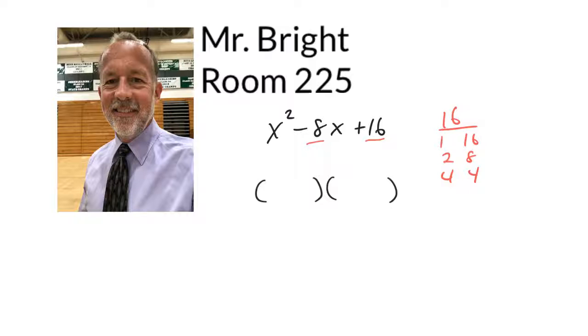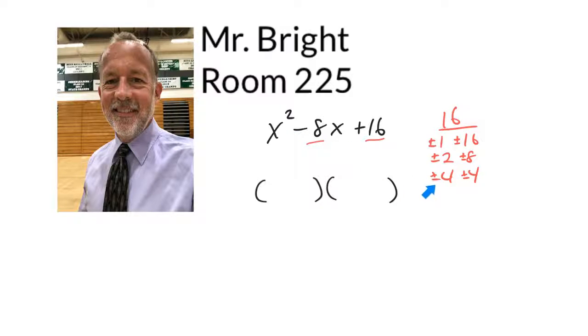Now, I don't know whether these are positives or negatives, so I always put a little plus or minus in front of these things, because maybe they're positive, maybe they're negative. I know for sure they have to multiply to give me a positive 16, they have to add to give me a negative 8. If they multiply to a positive number, they're either both positive or both negative. If they add to give me a negative 8, it must be that they're both negative because you can't add positive numbers and get a negative number.